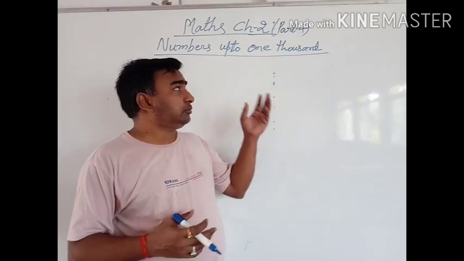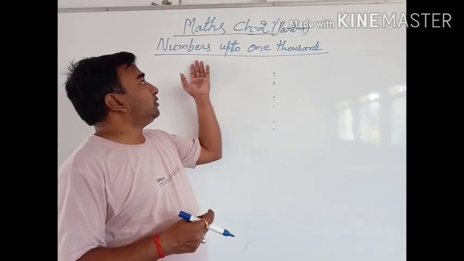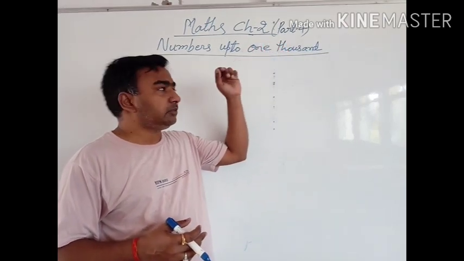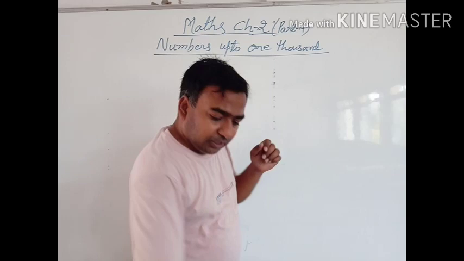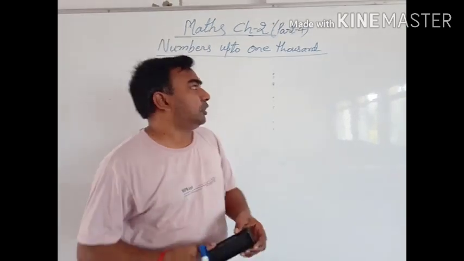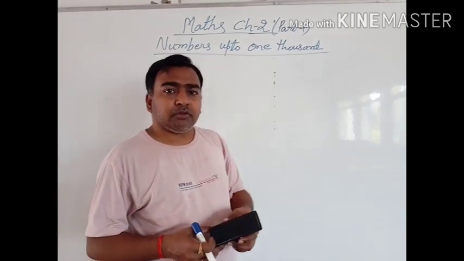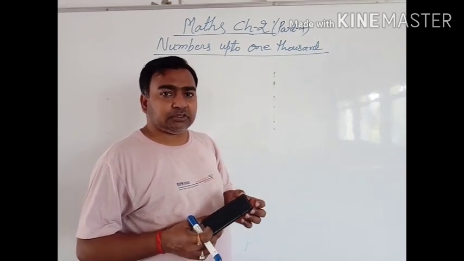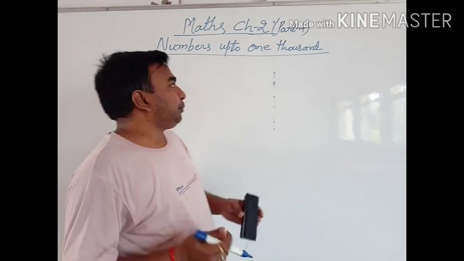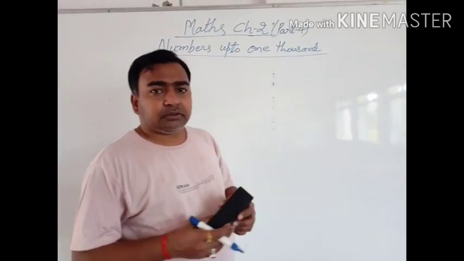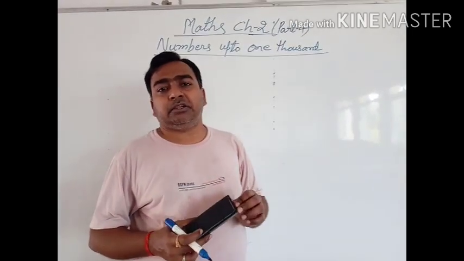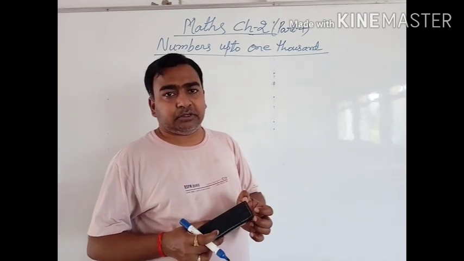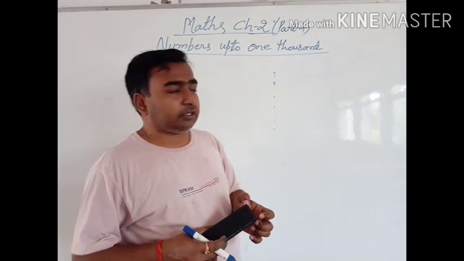Chapter number 2. The title of this chapter is Numbers up to 1000. This is the fourth part of this chapter, and through this video we will learn about new things. What new things? We will learn how to write numbers in correct order and some place value.